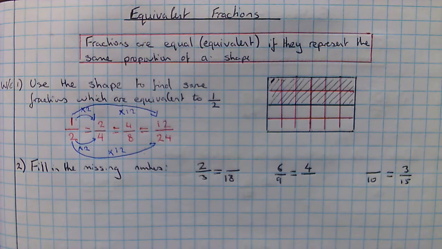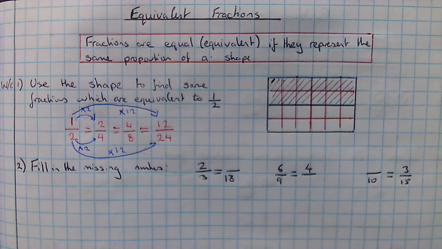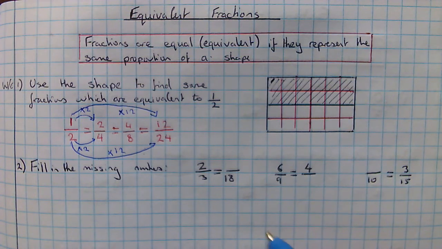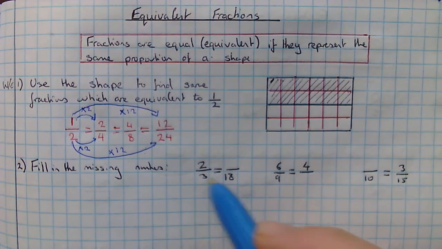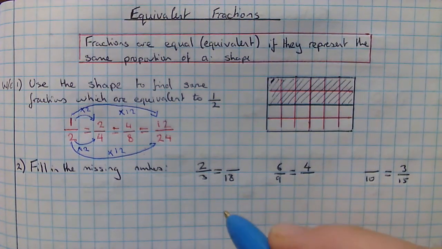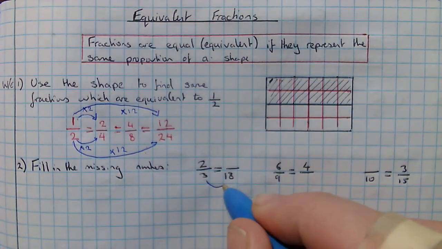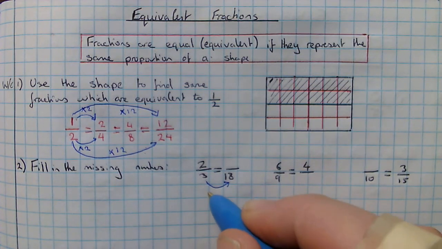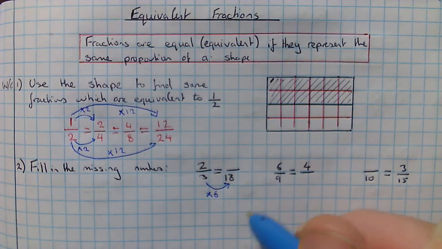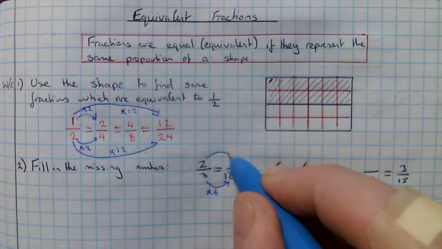So we're now going to do some questions which involve finding the missing number, and this is really useful when it comes to addition and subtraction of fractions later on. So let's look at the first example. I've got 2 denominators. I've got thirds and 18ths over here. So to go from thirds to 18ths, I would have had to times by 6. I can work that out by doing 18 divided by 3 is 6. So I must need to times by 6 here.